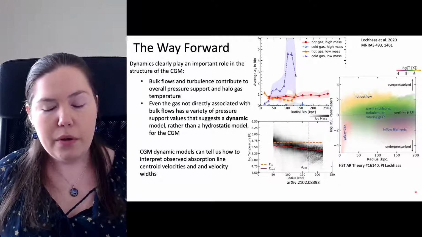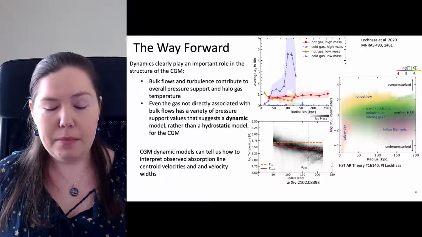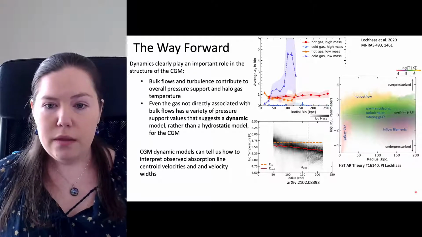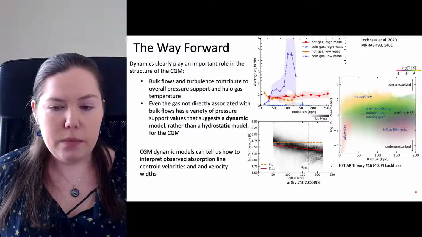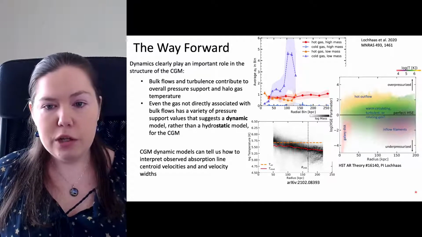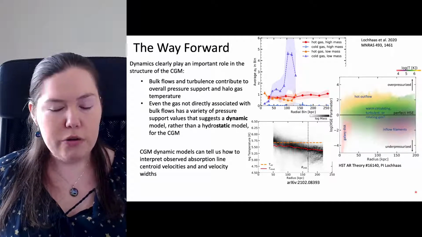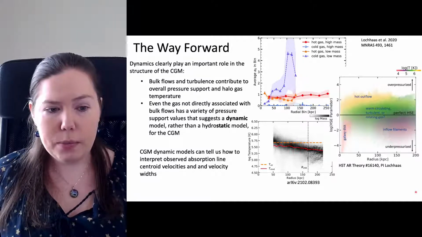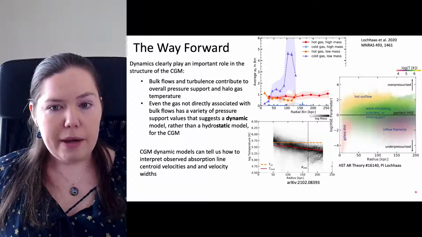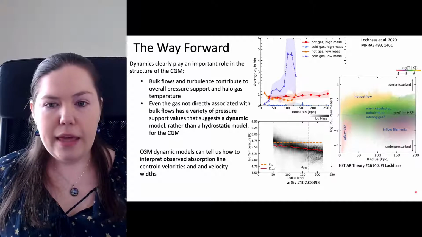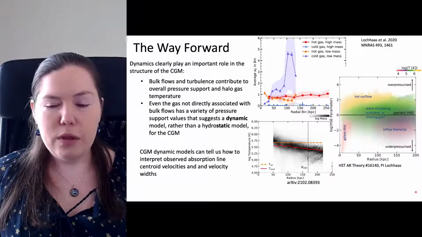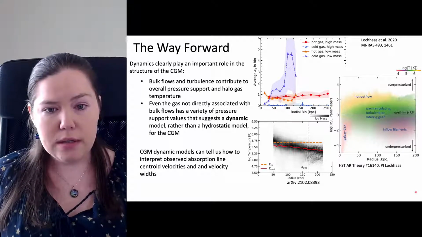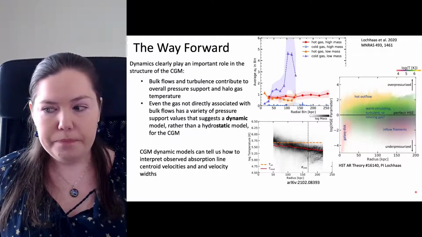So the way forward with all of this is that clearly we need dynamic models for the CGM, not simple hydrostatic models. The dynamic motions of gas within the halo affect not just the pressure support, but also the overall energy budget of the halo, which then impacts the temperature of the gas in the halo as well. And another nice thing about CGM dynamic models is that they can give us some insight into the velocities of the absorption lines that we see in CGM observations so that we can understand those as well.